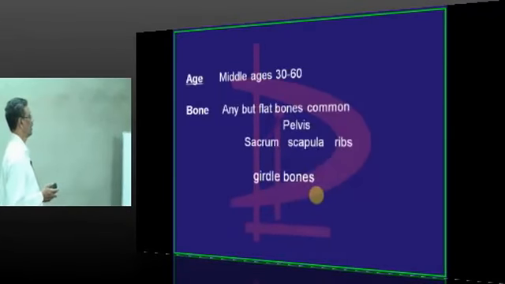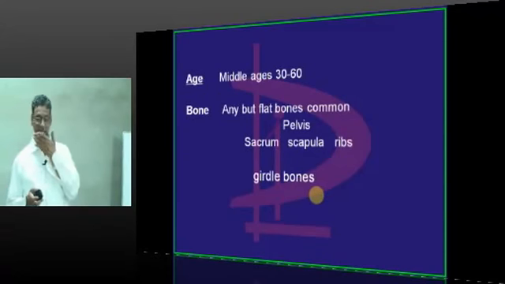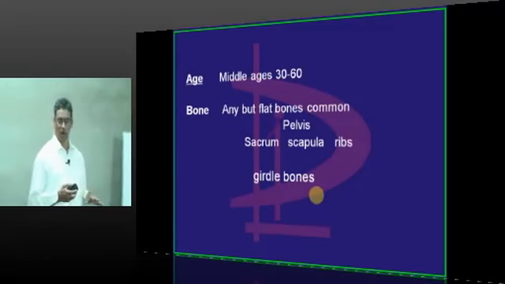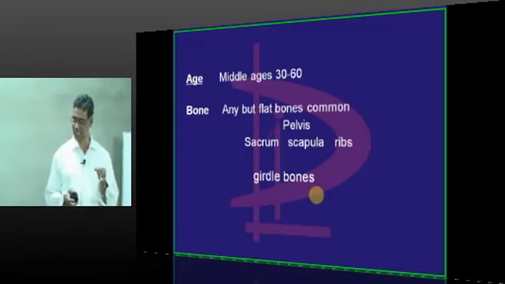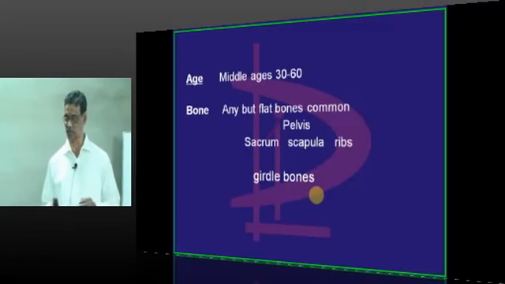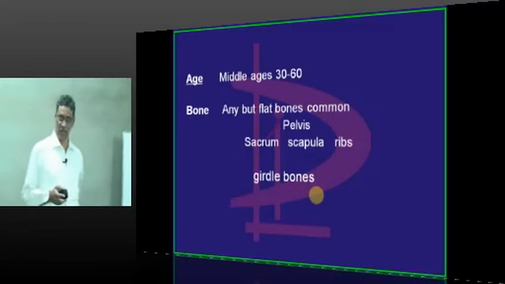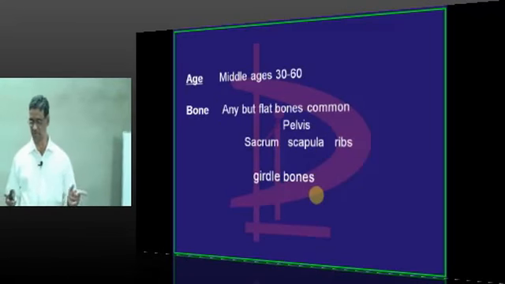That is the middle ages. Most of the time it is flat bones that are common: pelvis, scapula, ribs. The catchword for chondrosarcoma is girdle bones, the pectoral girdle bones and the pelvic girdle bones.